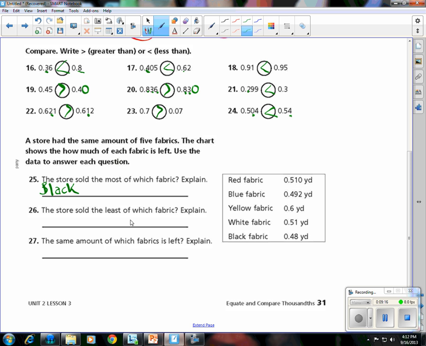Okay, the store sold the least of which fabric? Well, which one do they have the most of left? Yellow. So if they sold the least of it, they would have the most of it left. It would be the biggest decimal number, and that's this one right here. The same amount of which fabrics are left? Which ones say the same thing? Well, white and red have the same information written down, right? They both have 51 hundredths of a yard left, white and red. Okay? All right, so thinking about place value and comparing decimals.